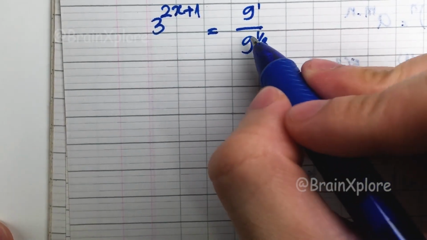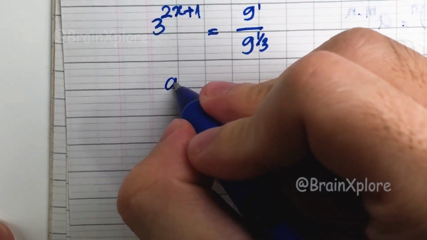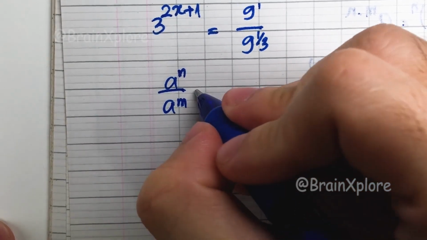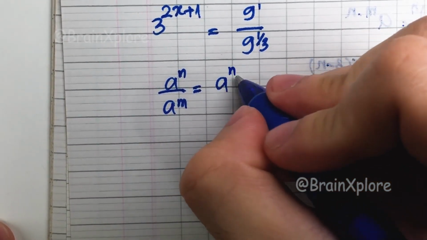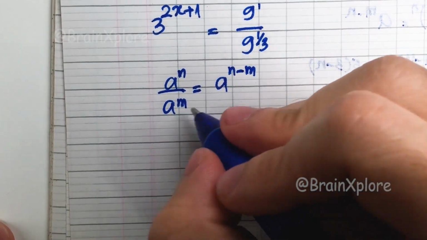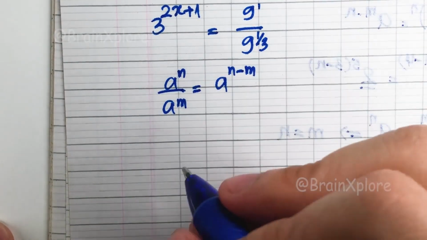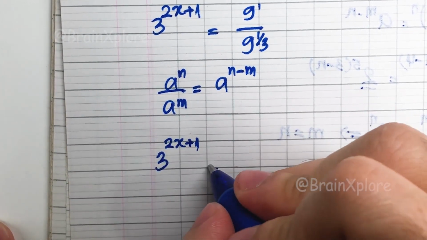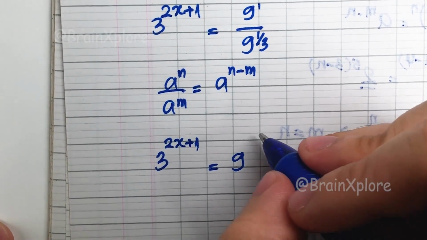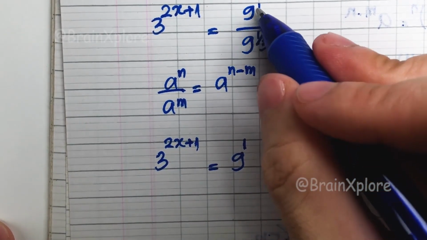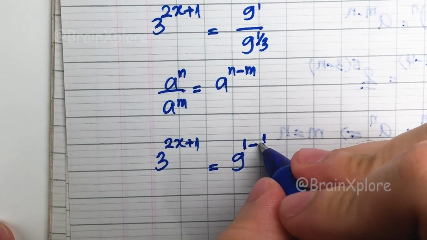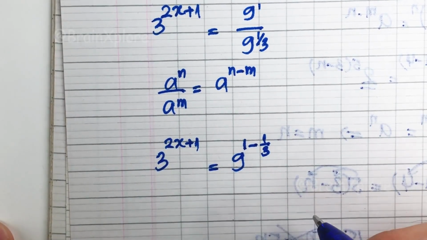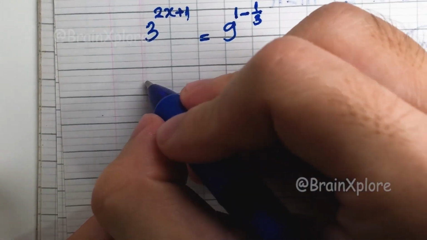Okay, so we're going to apply another rule, which is a powered by n over a powered by m, we can write out as a powered by n minus m. So in this fraction, we're going to convert to this. So 3 powered by 2x plus 1 equal to 9 powered by 1 minus 1 over 3. Okay, now we're going to make the 9 powered by 2, which is equal to 9.